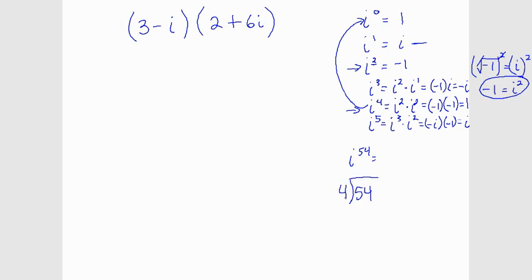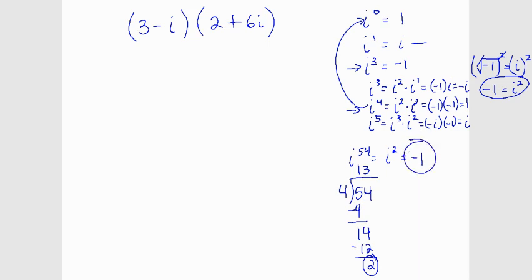So 4 goes into 5 one time, minus 4, so that's 1. And then we drop the 4, and 4 goes into 14 3 times, so 3 times 4 is 12, and I'm left with a remainder of 2. So this remainder indicates that it is not a multiple of 4, which means this would be the same thing if we reduce it down to i squared, which is -1.